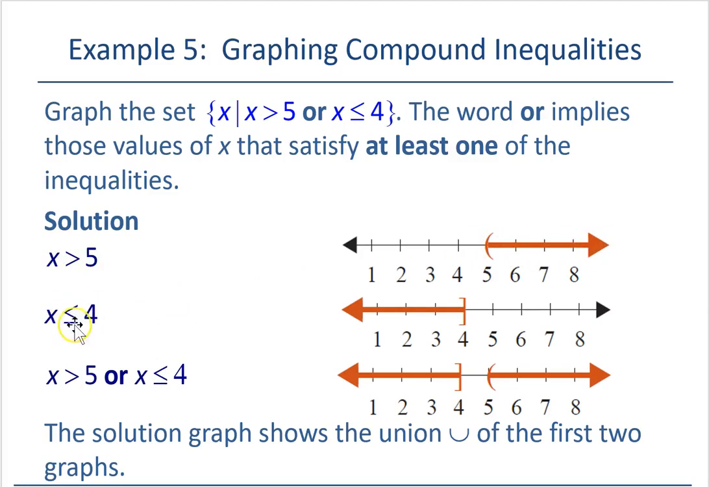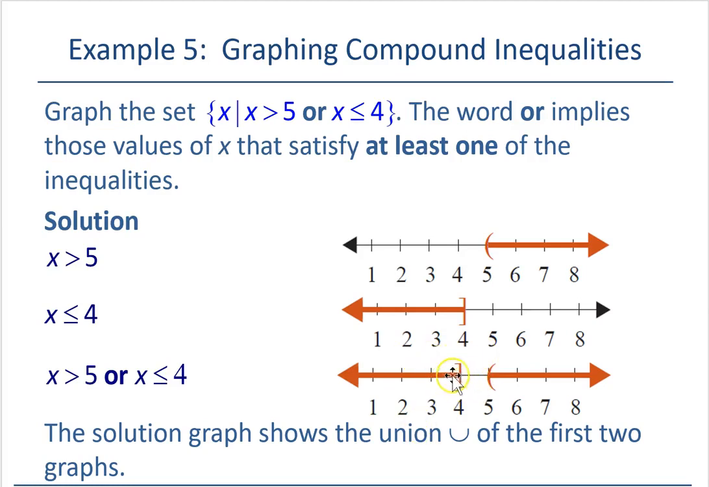X is less than or equal to 4. That's going to be a closed bracket going in this direction. Well, notice we have x is greater than 5, or x is less than or equal to 4. Notice the reason this is a union is because we have a little gap there.